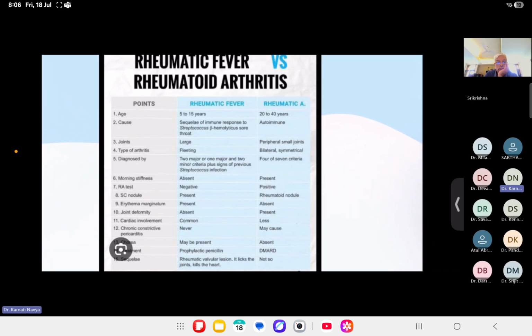Rheumatic fever also has chorea. The treatment of rheumatic fever is prophylactic penicillin, whereas rheumatoid arthritis is treated with DMARDs and steroids. Rheumatic fever sequel may progress to rheumatic heart disease, which is valvular lesions. It licks the joints and kills the heart. Whereas rheumatoid arthritis does not involve the heart.